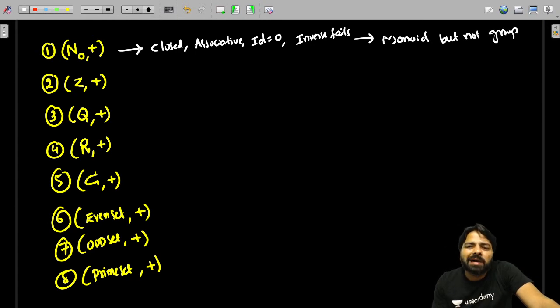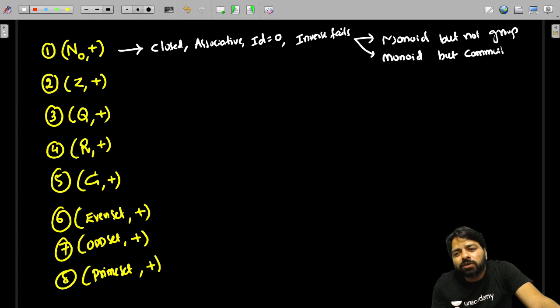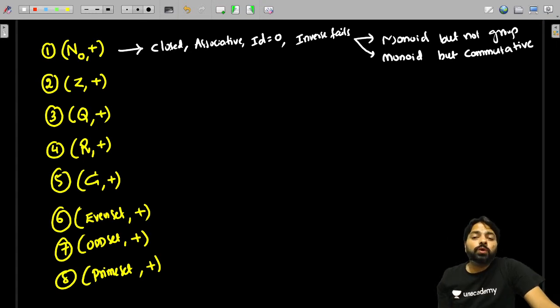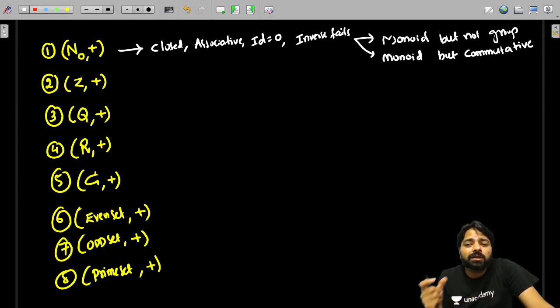But sometimes it might happen in the exam that you may see monoid but commutative. Yes, it is commutative, even though it is not an abelian group. So you should be very careful while answering the question. Even if you know all the properties, while answering there might be a right option like monoid but commutative.